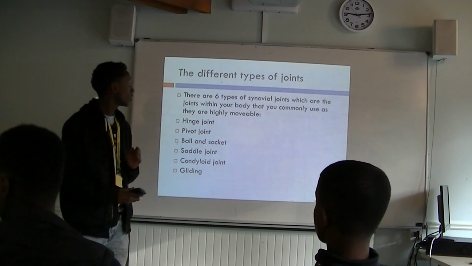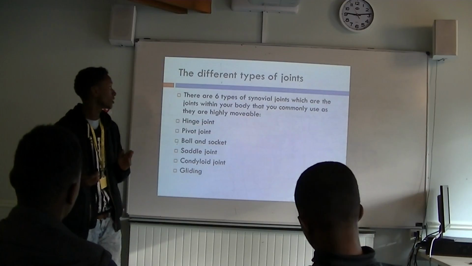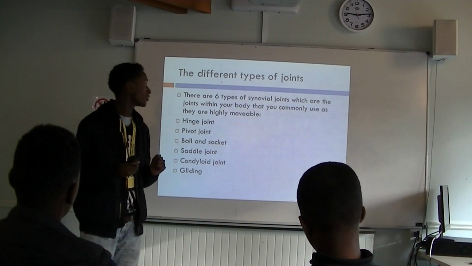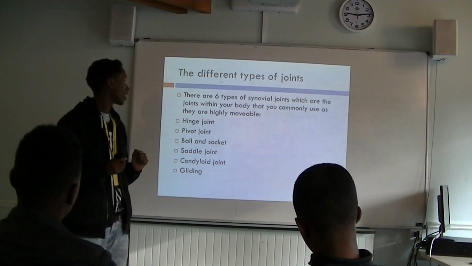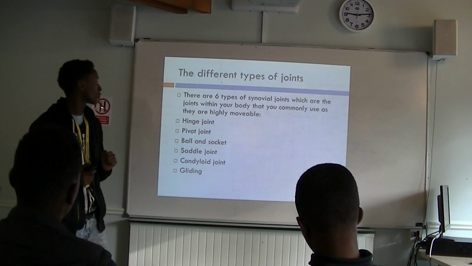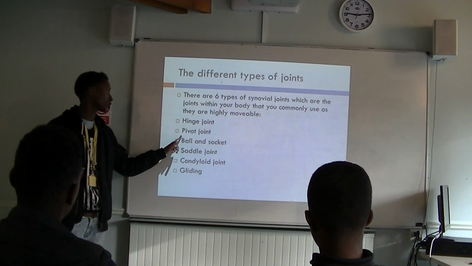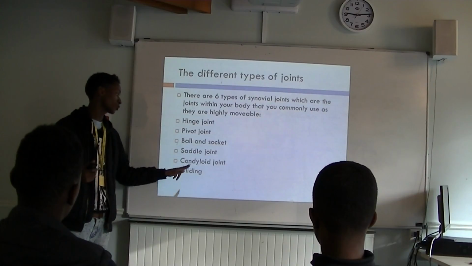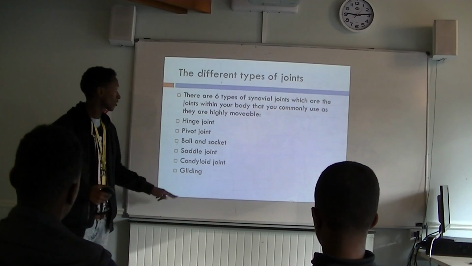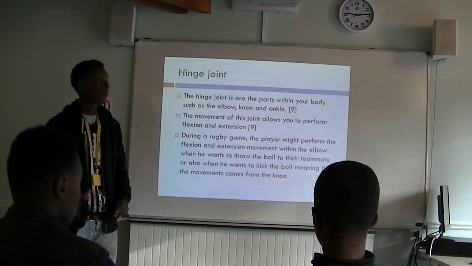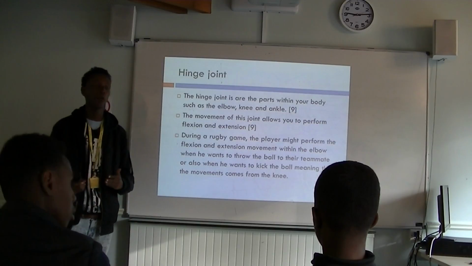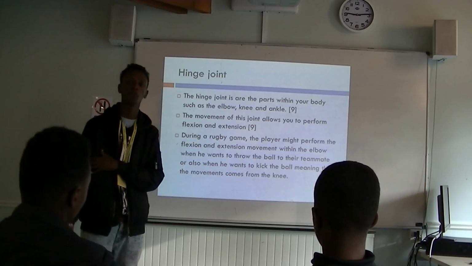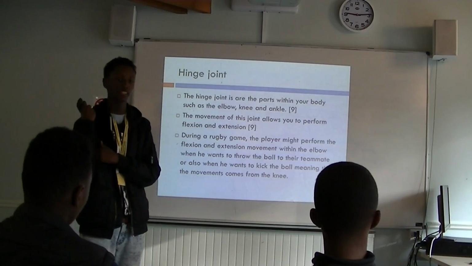There are 6 types of synovial joints, which are the joints within your body that you commonly use within the sport of rugby. These are the hinge joint, the pivot joint, the ball and socket, the saddle joint, the condyloid joint, and the gliding joint. The hinge joint is found in parts of your body such as the elbow and ankle, which allows you to perform flexion and extension.